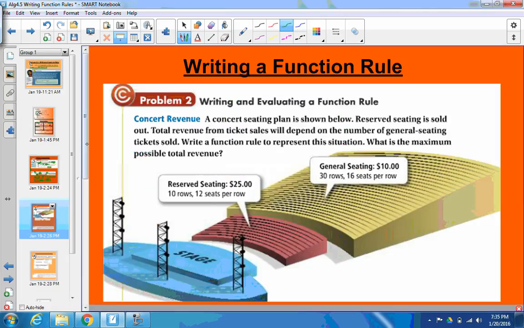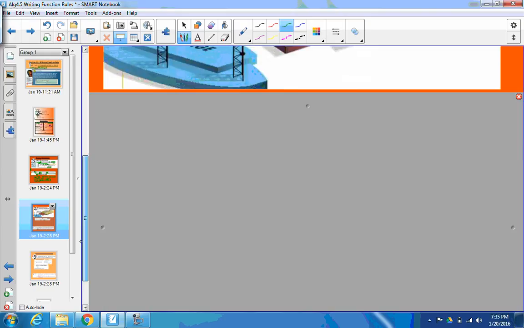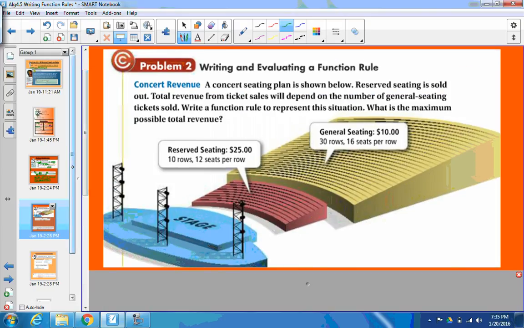Now let's look at a different type of situation. Maybe evaluate it as well, but we're going to really focus on writing it. It says a concert seating plan is shown below. Reserve seating is sold out. Total revenue from ticket sales will depend on the number of general seating tickets sold because the reserve seating is sold out. So it depends on the general seating. Here's our question. What is the maximum possible total revenue? Write a function for it to represent it.